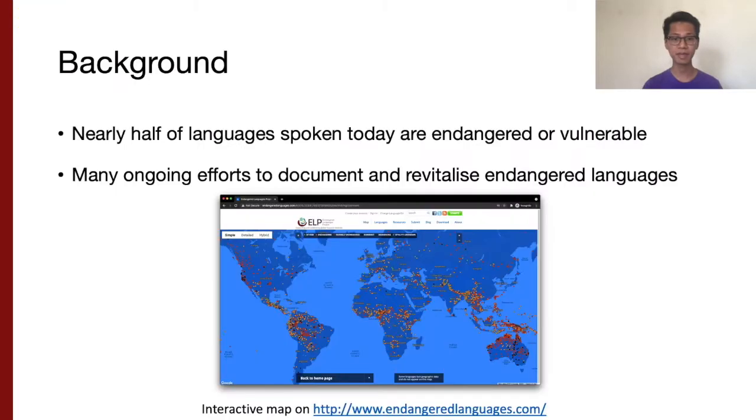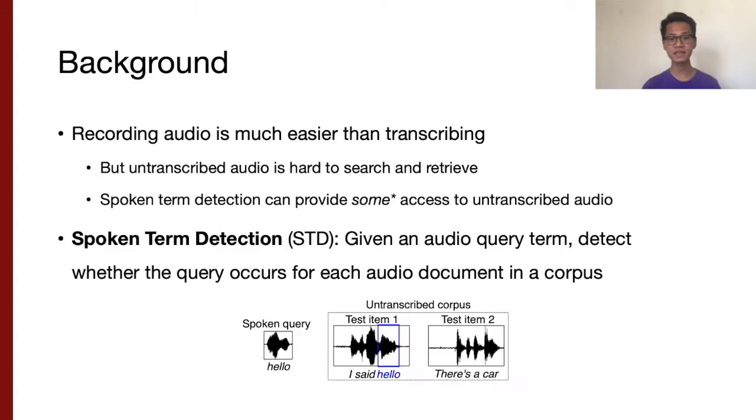The map you see in the background here is from the Endangered Languages Project, which shows different languages that are either endangered or vulnerable. For many of these languages, there are lots of ongoing efforts to document and revitalize them. Part of these efforts involve recording audio, but recording speech is always much easier than transcribing it. At the same time, untranscribed audio is hard to search and retrieve, so this is where we can use spoken term detection to help a bit.